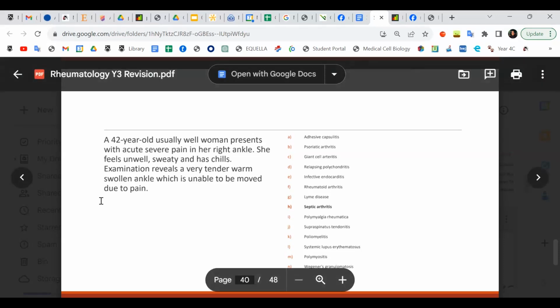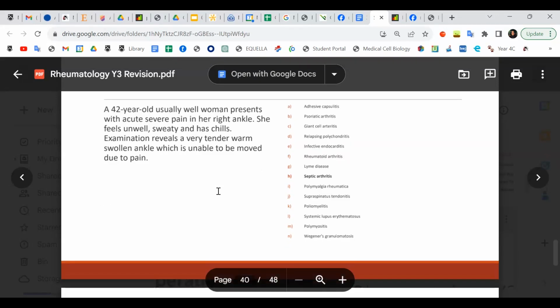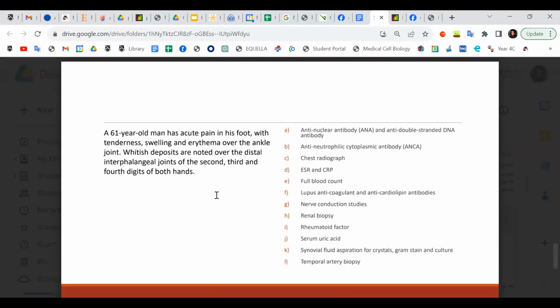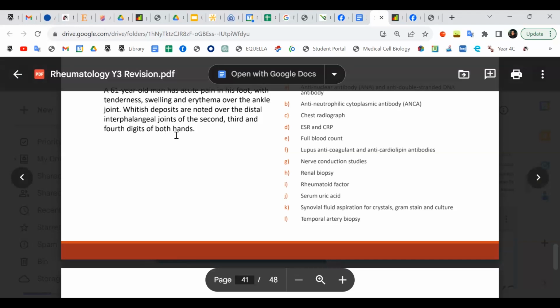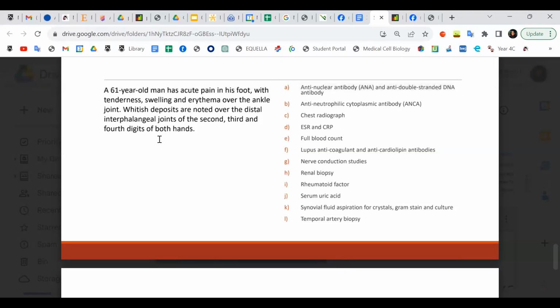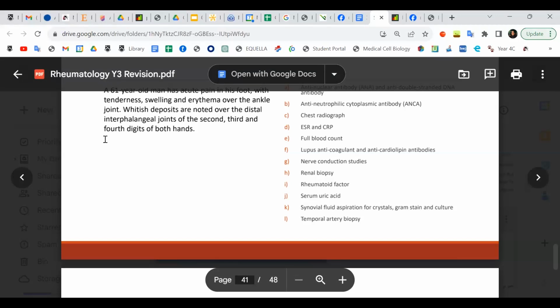So, inflammation, warm, tender joint, septic arthritis. Cool. Next, a 61-year-old man with acute pain in his foot. It has tenderness, swelling, and erythema over the ankle joint. There are some whitish deposits over the distal interphalangeal joints of the second, third and fourth digits of both hands.